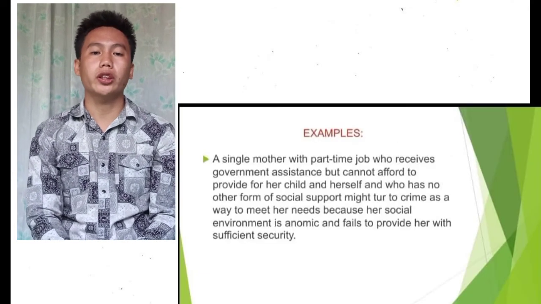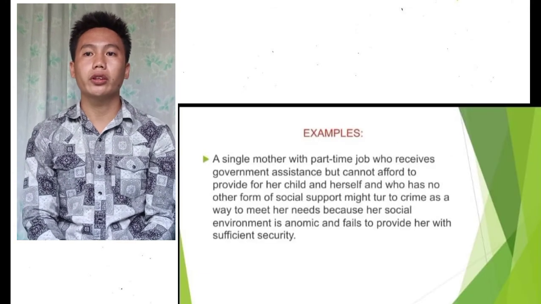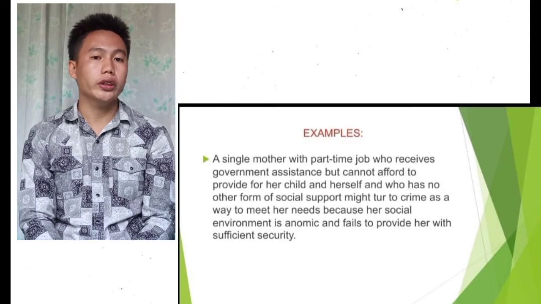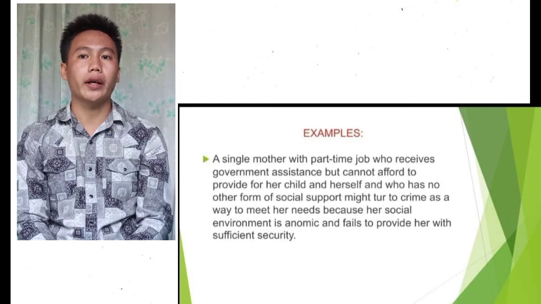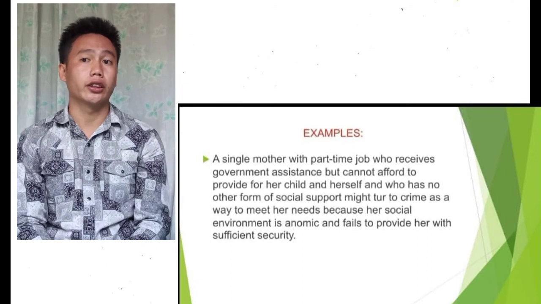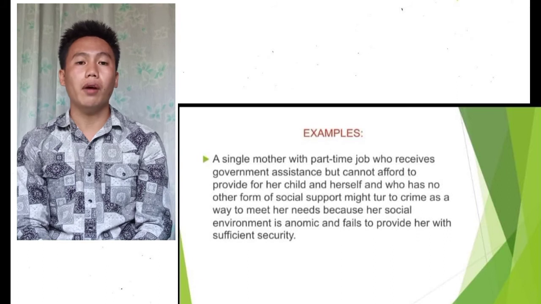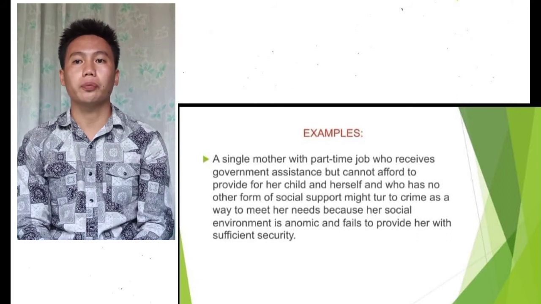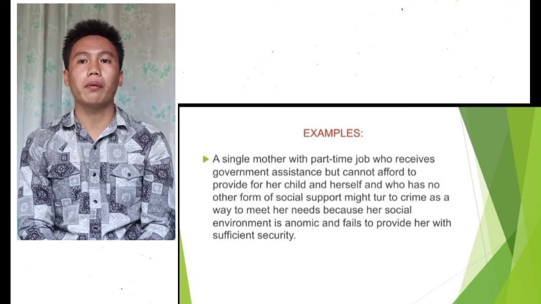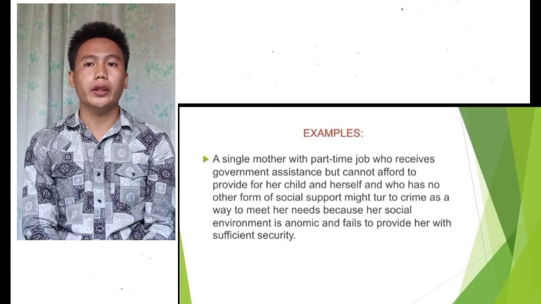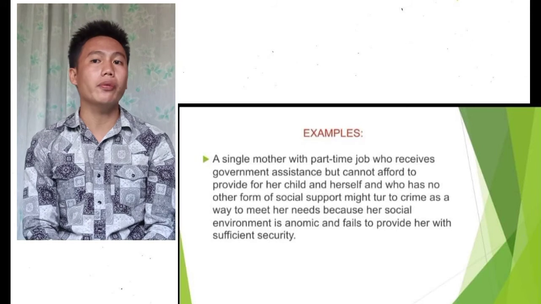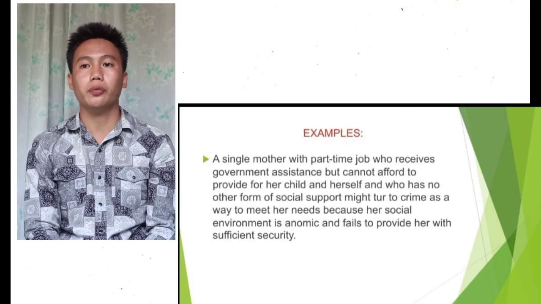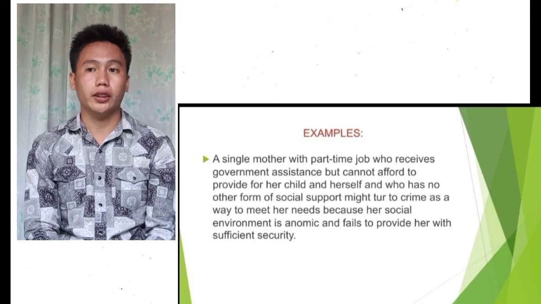Example of anomie theory. A single mother with a part-time job who received government assistance but cannot afford to provide for her child and herself, and who has no other form of social support, might turn to crime as a way to meet her needs because her social environment is anomic and fails to provide her with sufficient security.